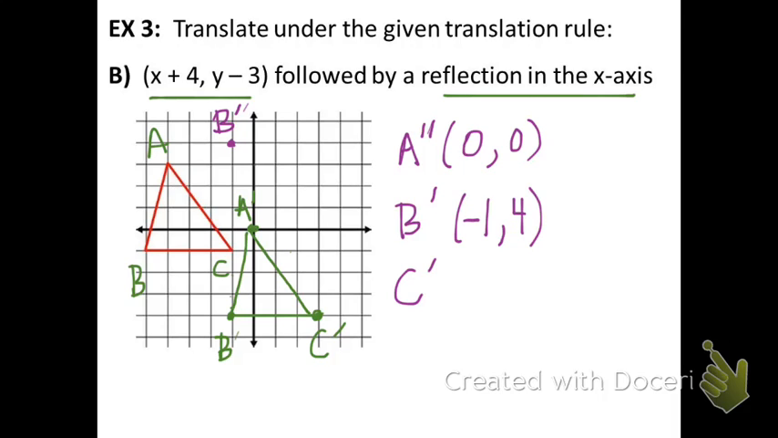And C prime, again, we're going to look at how far is it from the line. It's 4, so we're going to go 4 on the other side to get C double prime. And this is over 3, up 4. And this is the image that we wanted to end with.